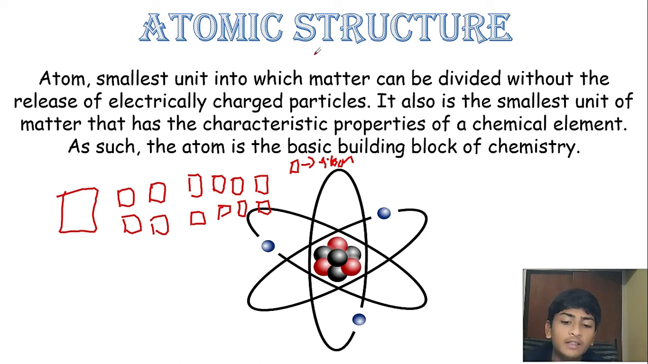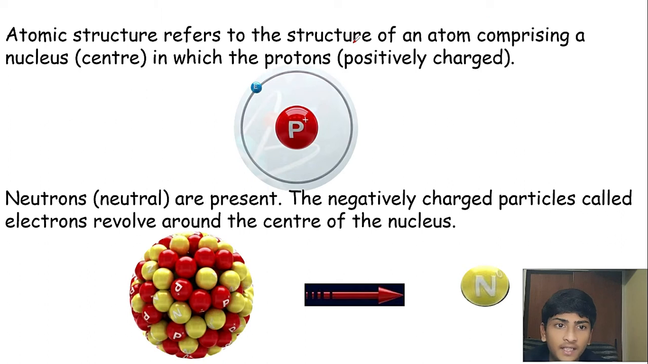There are many subatomic particles in an atom. These are proton, neutron, electron and nucleus. Atomic structure refers to the structure of the atom comprising a nucleus in the center in which protons are positively charged and neutrons are neutrally charged, and electrons are negatively charged. Now protons and neutrons are subatomic particles where protons have positive charge and neutrons have neutral charge. Both are present inside the nucleus.